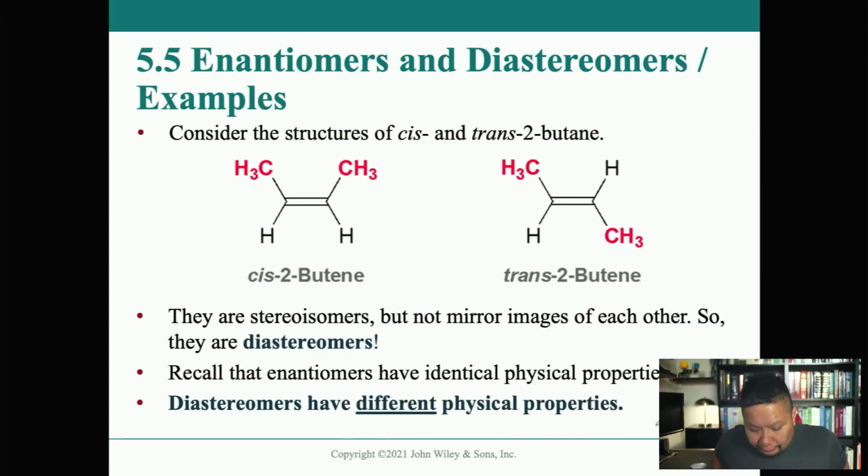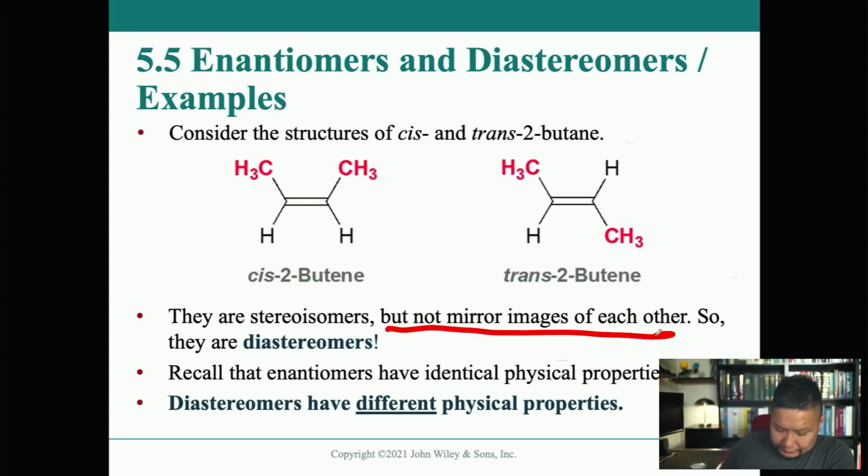So a good example of a diastereomer is an alkene. This is cis-2-butene and trans-2-butene. The methyl groups are both on the top for the cis. They're on either side for the trans. And these are diastereomers, because if you were to try to look at these in the mirror, they're not mirror images of each other.